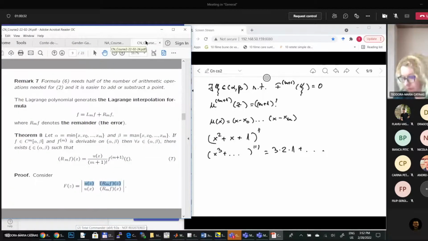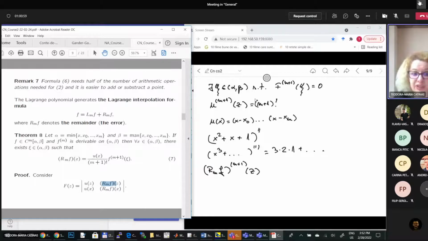Okay. And this is the derivative of u, n plus 1 times, and we have the derivative of RMF of z also, of order n plus 1. We write also based on the formula of the error. The error is function minus polynomial. So it will be the derivative of the function minus the derivative of order n plus 1 of the polynomial.